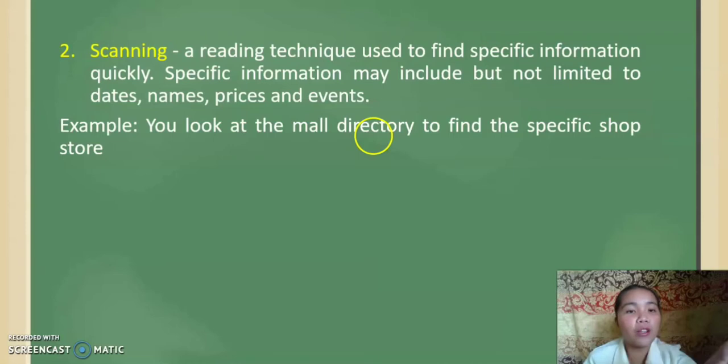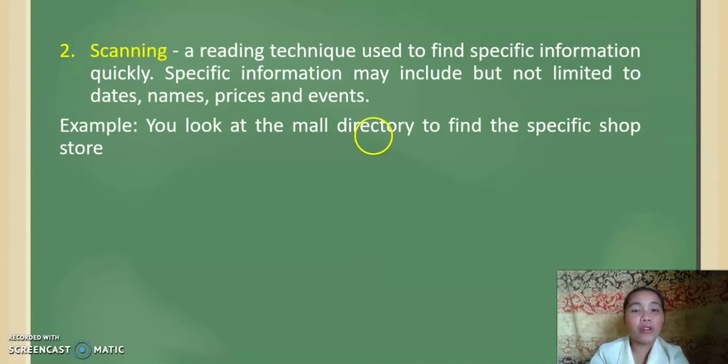Okay, for example, in a mall directory, if you like to look for restaurants, just like Jollibee, you look at the directory and find where the location is. You'll directly look for the word Jollibee. You'll not read other words, but go directly to the Jollibee.